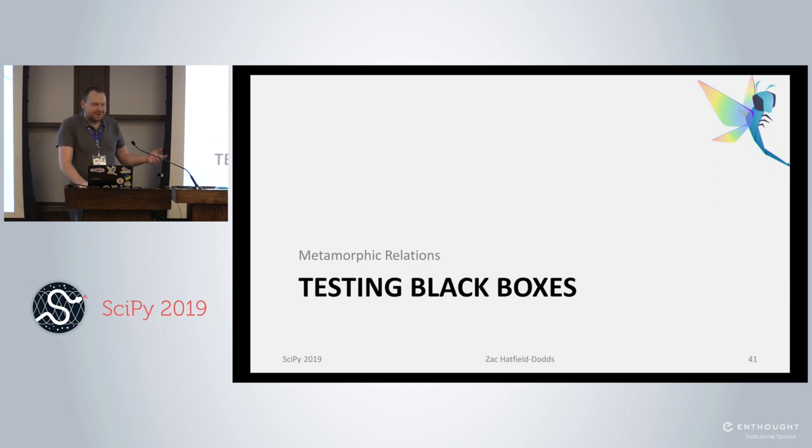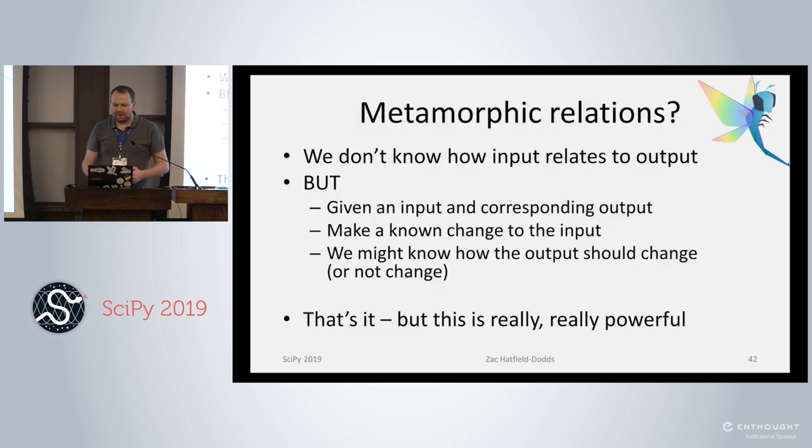One answer is metamorphic testing. So a metamorphic relation is what comes up where we actually don't know the correct relationship between input and output. But we do know or could know something about the relationship between two corresponding input-output pairs.